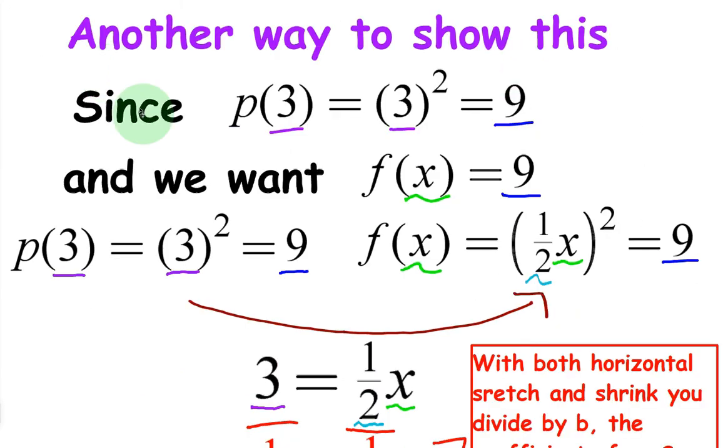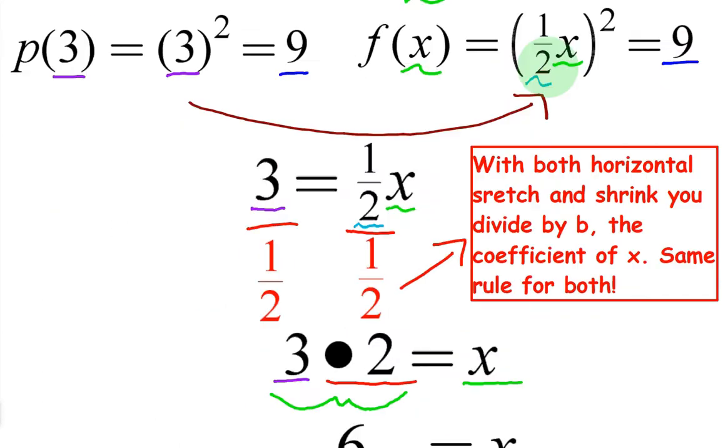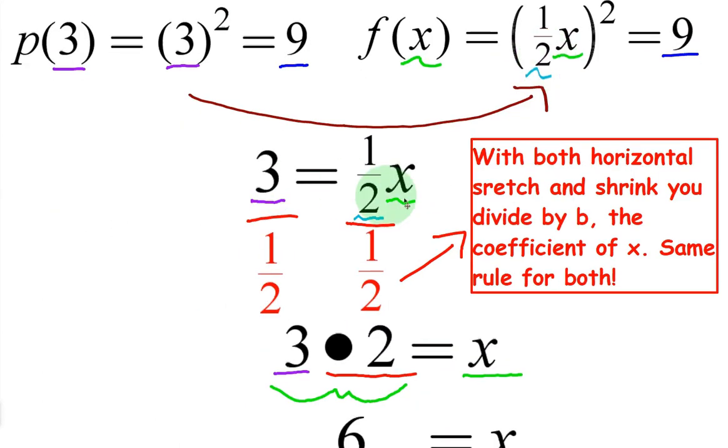Another way to show this is, since p of 3 is equal to 9, we want these two inputs to be the same so that we get 9 back no matter what. So set 3 equal to 1/2 x. And now you can see that in order to get the same x value back, to get your transformed x value, you must divide both sides by 1/2.